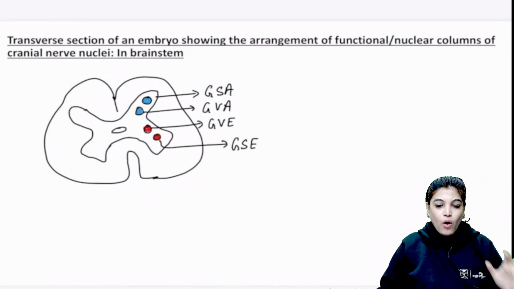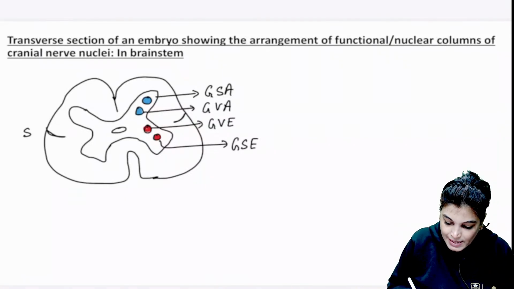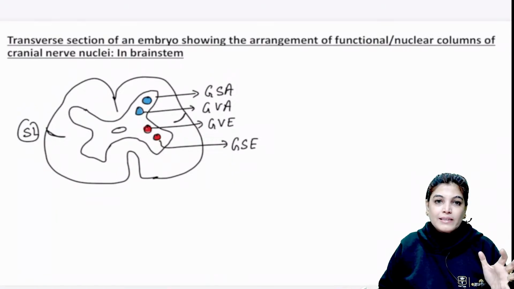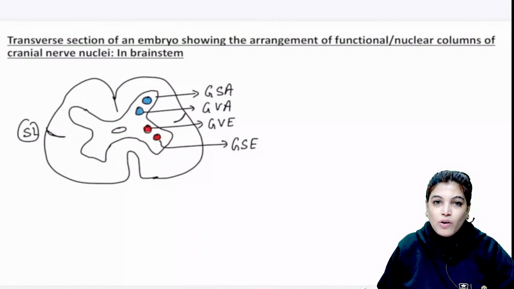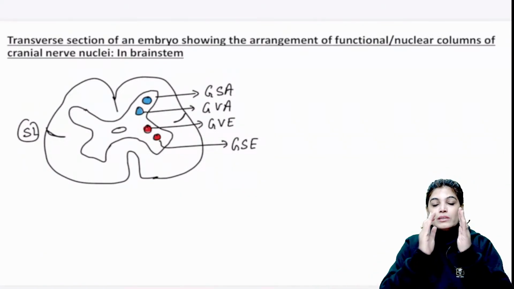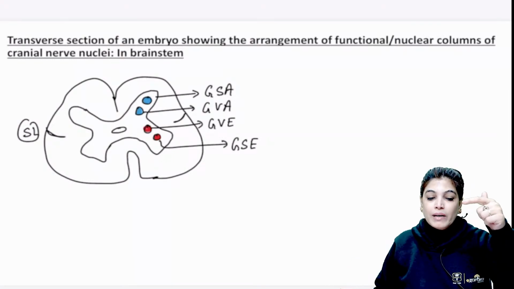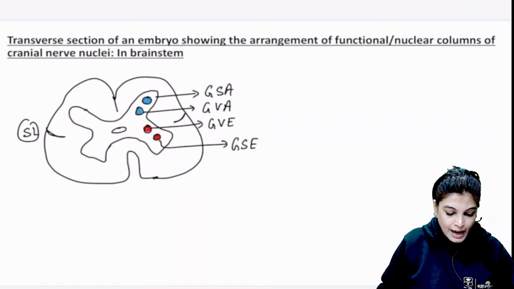Now, as I told you always, somewhere here there will be a groove, and that is denoting the sulcus limitans, SL for sulcus limitans. Close to the sulcus limitans, there will be the location of the visceral efferents. That is more clear when I draw it. Now you can see the arrangement of the functional columns is in an anteroposterior direction.